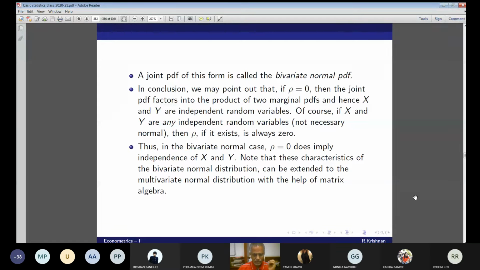Note that these characteristics of the bivariate normal distribution can be extended to the multivariate normal distribution with the help of matrix algebra. I don't have the proof of it. I have never seen it in any book. If somebody sees this, please tell me.